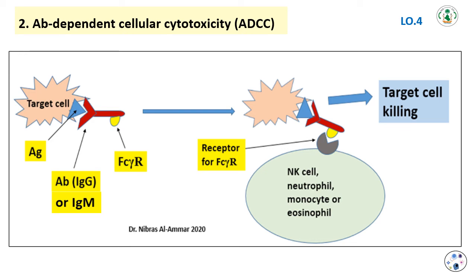Antibody-dependent cellular cytotoxicity: the antigen on the target cell binds specifically with the antibody, such as IgG or IgM. The Fc gamma receptor on the antibody will bind with a specific receptor on an NK cell, neutrophil, monocyte, or eosinophil, leading to target cell killing by these cells.